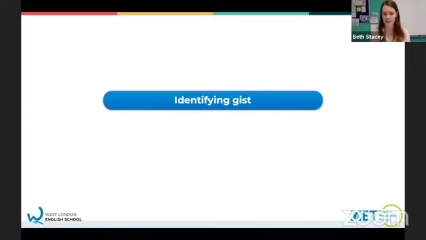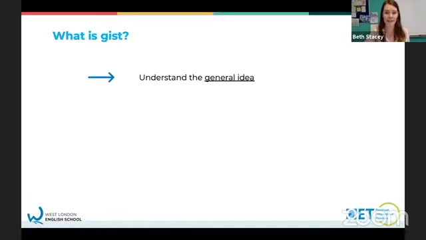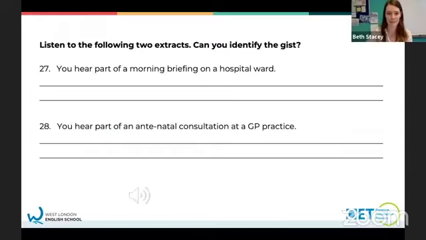Okay, so next thing we're going to look at is identifying gist. Now, gist is understanding the general idea, the overall idea, and also maybe what is the main idea or the main point of the text. And there are gist questions that we get in listening part B. So we are going to do a different kind of exercise. And this time I want you to try and identify the gist. You will hear an example of how it actually is in the exam. And all you need to do here is, can you identify the gist?